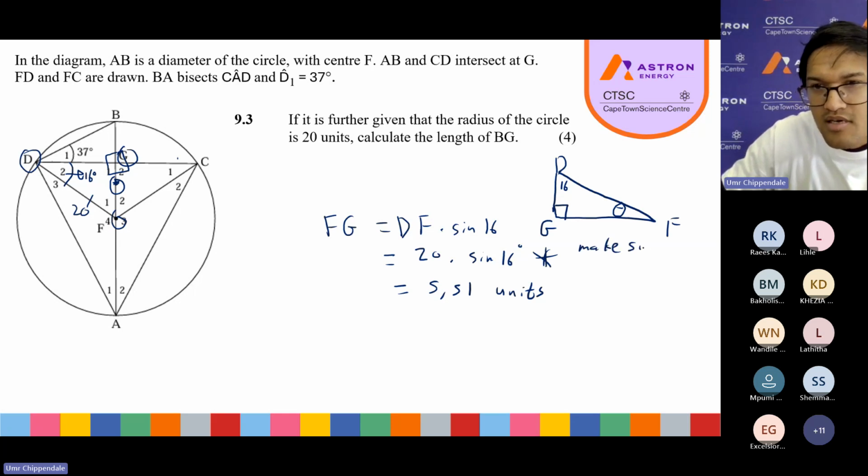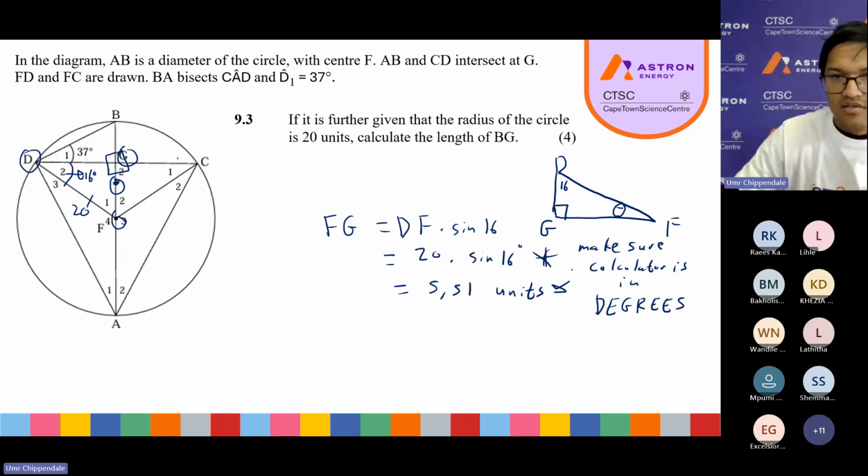Now, very importantly, when you get to this section here, please make sure your calculator is in degrees. And then you will get this answer. So when you get to the spot, please make sure.